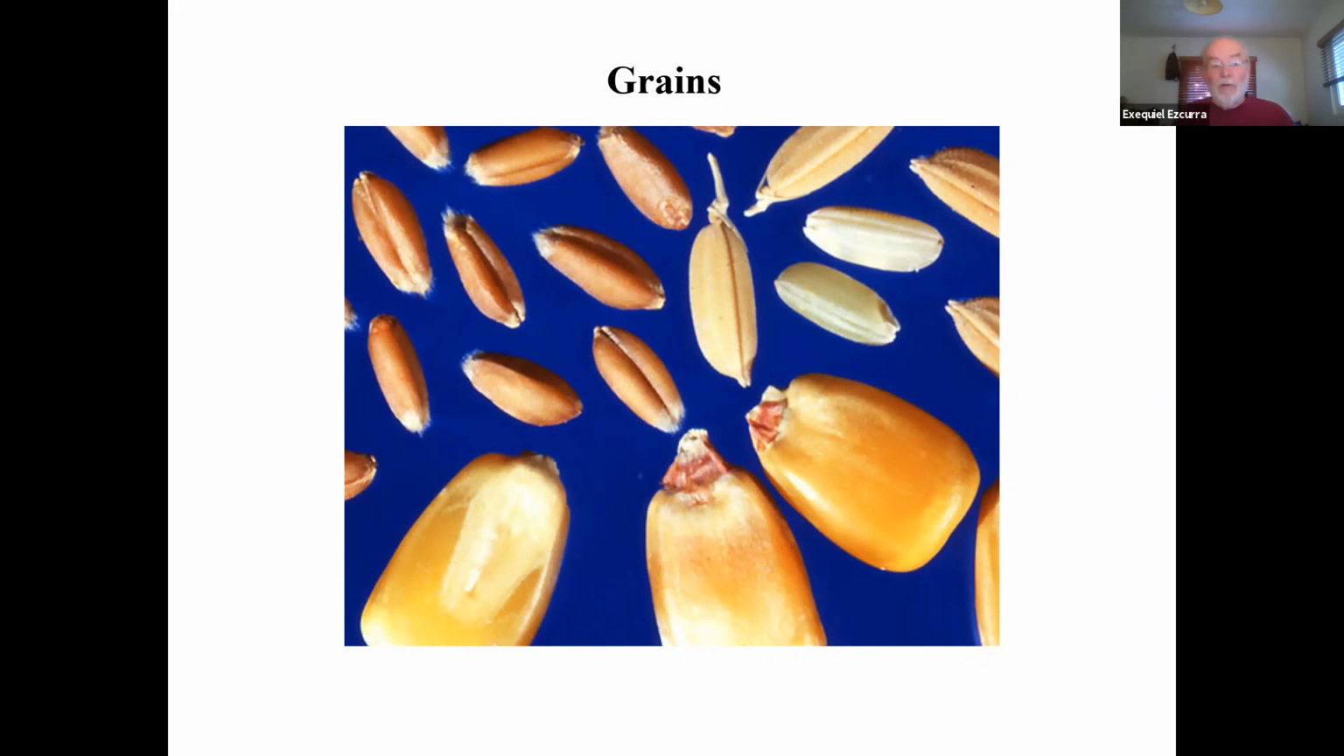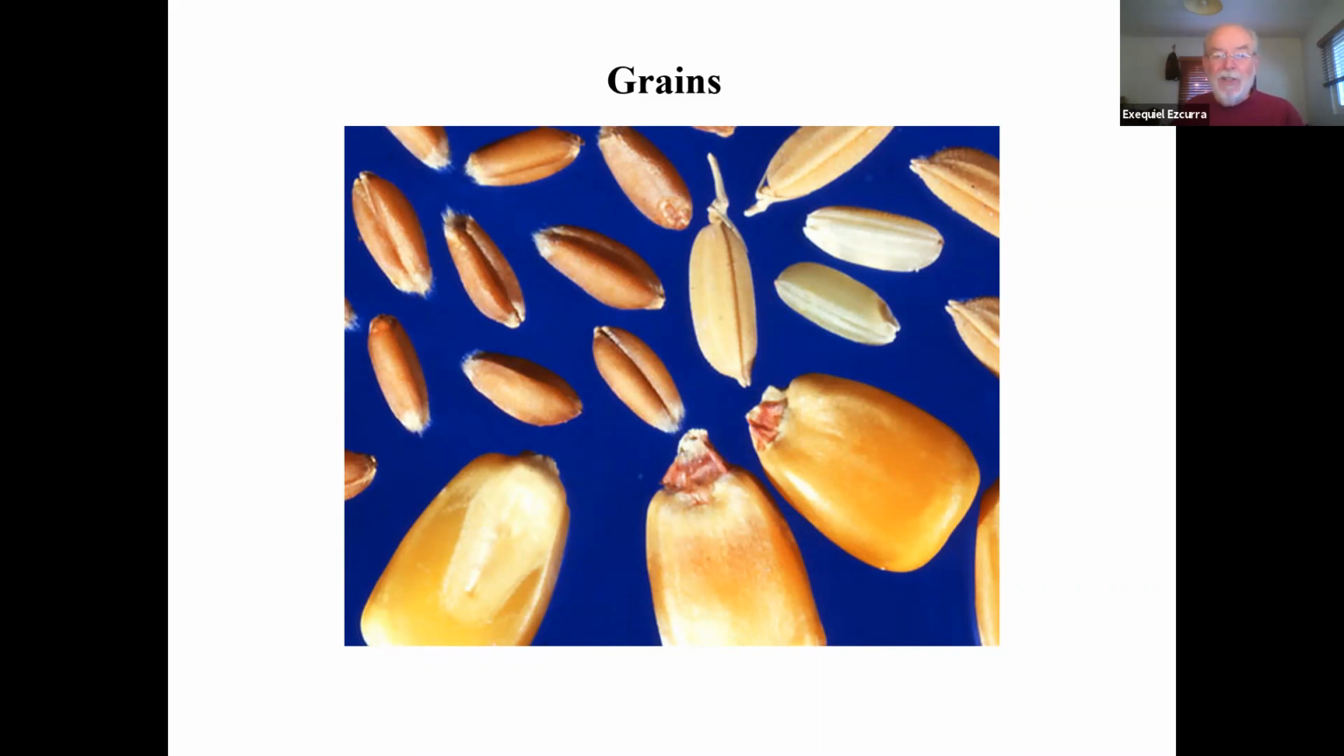Remember when we studied fruits, we mentioned that there's one type of fruit known as the caryopsis, in which the pericarp of the ovary becomes so intimately attached and fused with the seed itself that it's impossible to separate the pericarp from the seed without killing the unit, the propagation unit.